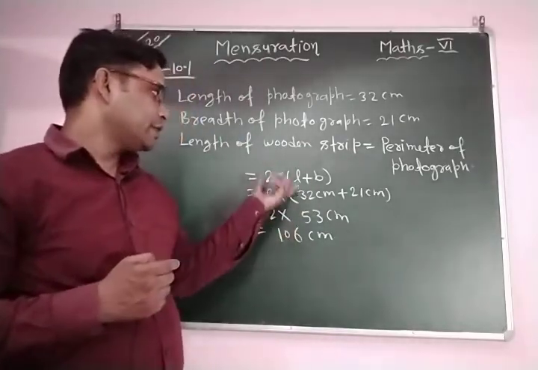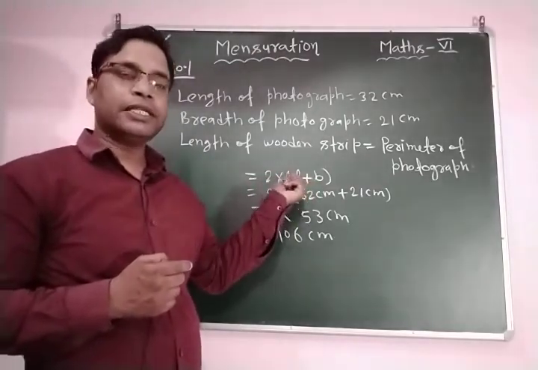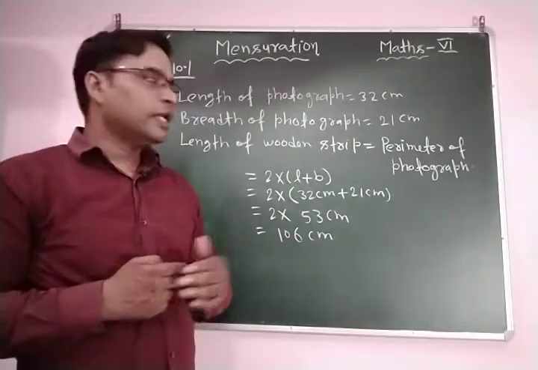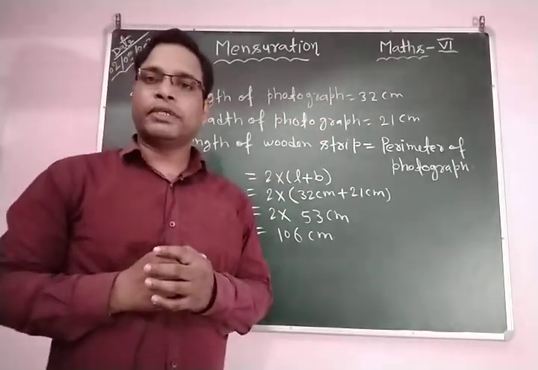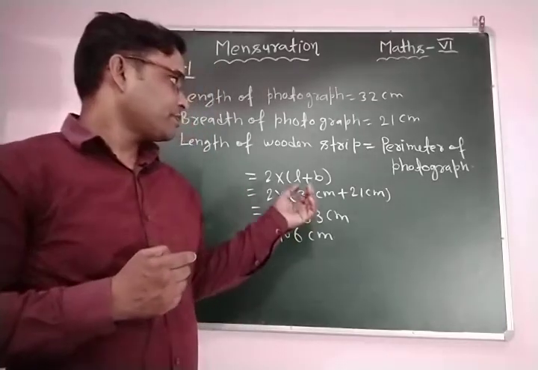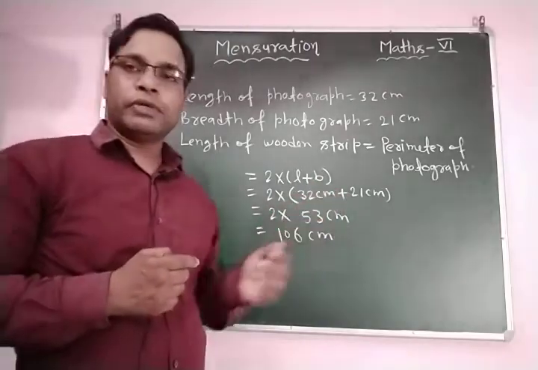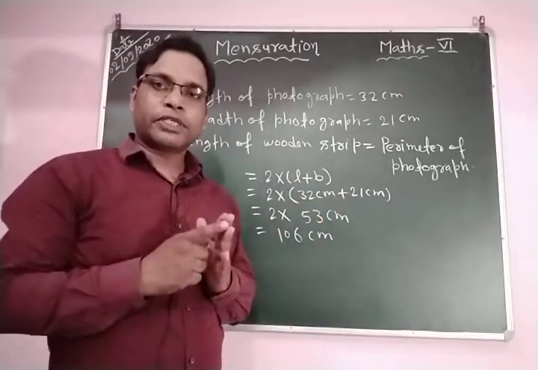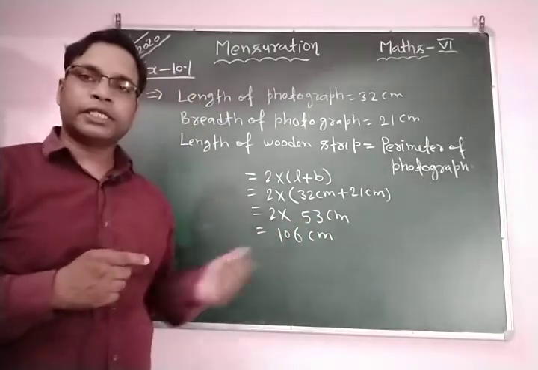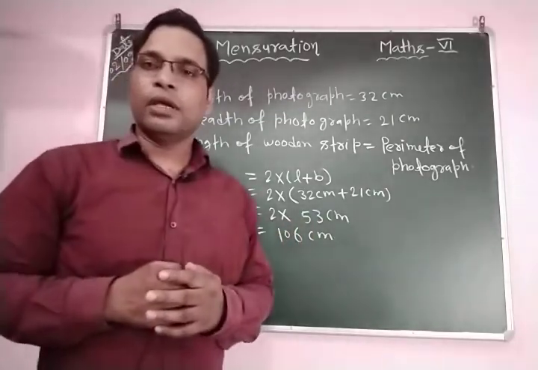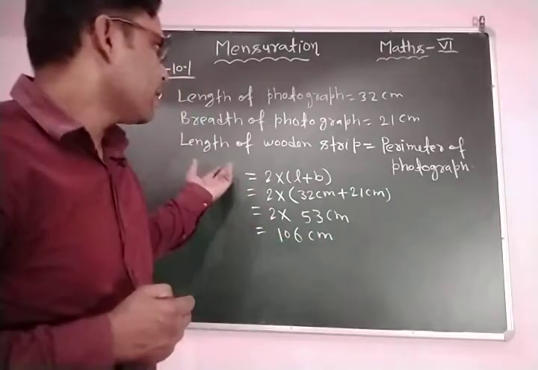So in this way you can see we have 2 into (L plus B). L represents length and B represents breadth. Length and breadth are given in this question, 32 centimeter and 21 centimeter. So if you put the values of L and B, 32 centimeter and 21 centimeter respectively, and when we sum it, we find 53 centimeter into 2. This is equal to 106 centimeter. This is the length of the wooden strip.